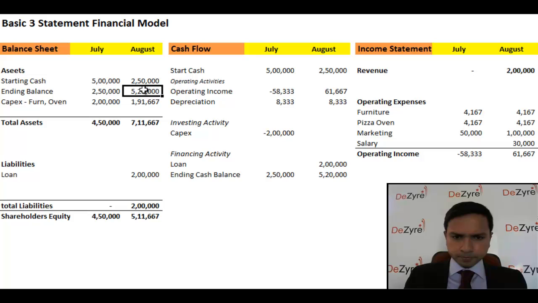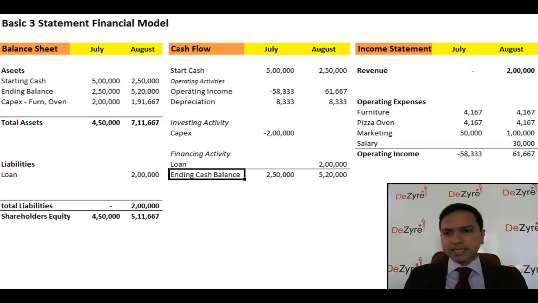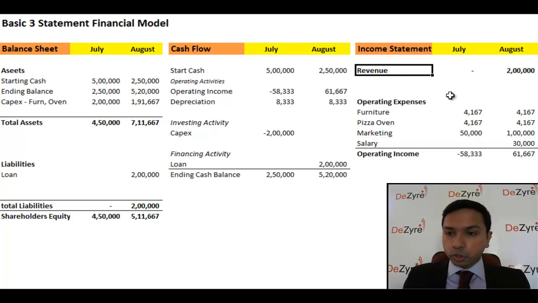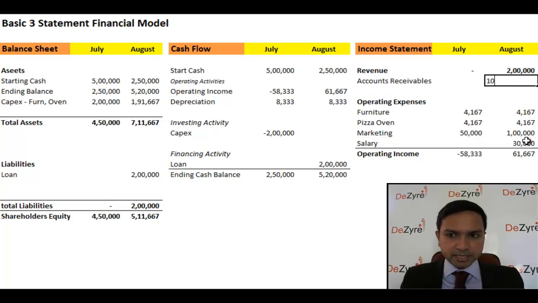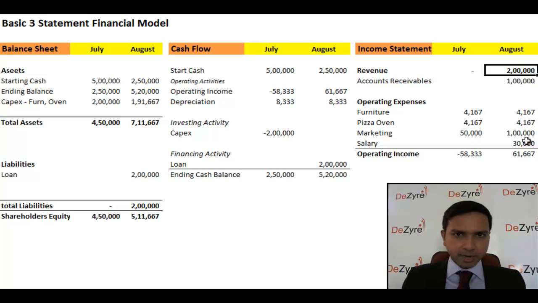Should we try to do one more transaction maybe? Let's say in August you got cash revenue of 2 lakhs, and let's say you also got accounts receivables of 1 lakh. What that really means is that you recognized revenue for 3 lakhs, but out of that you got cash for only 1 lakh.